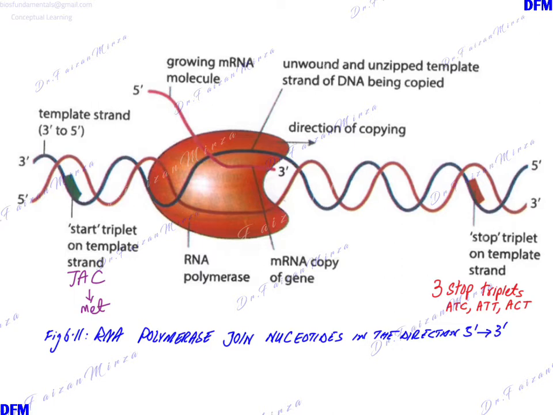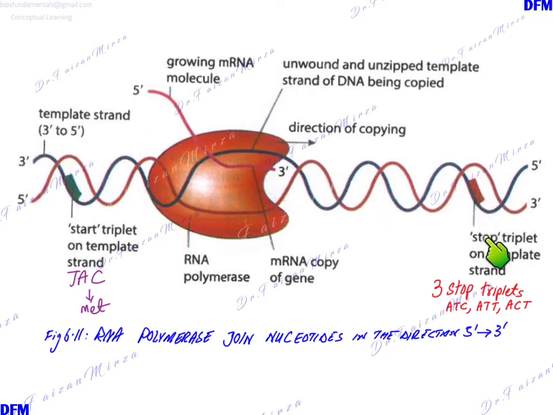When the mRNA is being made, you know that your DNA is a very long molecule. There will be a start triplet or a start codon. The start codon is located on the template strand, which is 3 prime to 5 prime. This template strand is having the start codon. The start codon will always be TAC. TAC codes for the amino acid methionine. So this TAC will be the first amino acid to be placed, and as the codons get transcribed into mRNA, eventually, you have a stop codon.